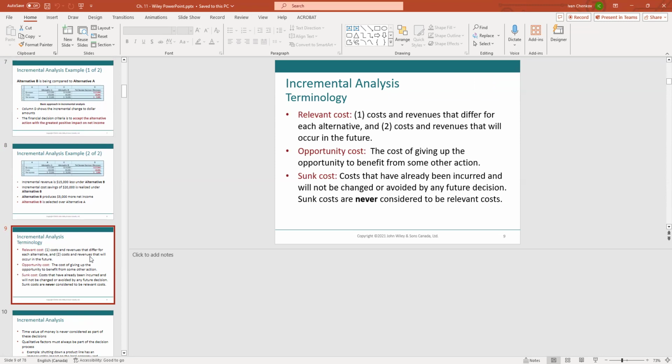Now, another thing that we have to talk about before we start making a decision is what kind of costs we're going to have. Here we're going to have relevant cost. Relevant cost is the cost and the revenue which is different between one alternative and another alternative. The other relevant cost is the cost and revenue that will happen in the future.